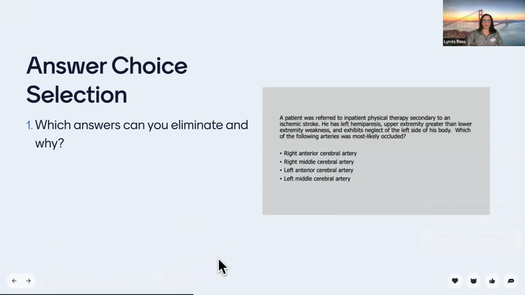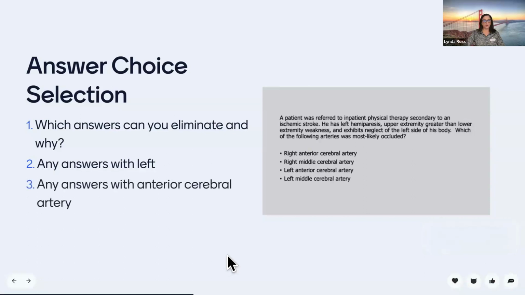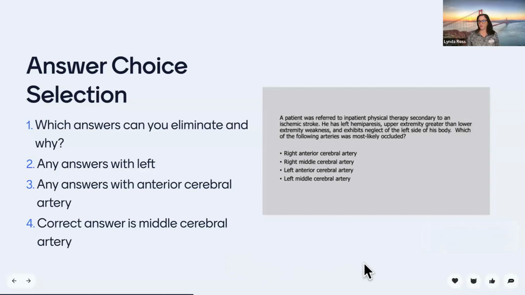All right. So any answers with left? Okay. Any answers with anterior cerebral artery? So the correct answer is middle cerebral artery, the right middle cerebral artery. Easy peasy, right, guys? Come on, some jokes in the comments.